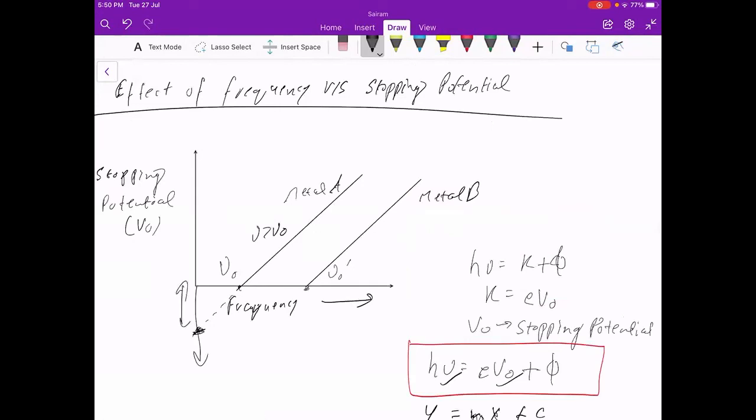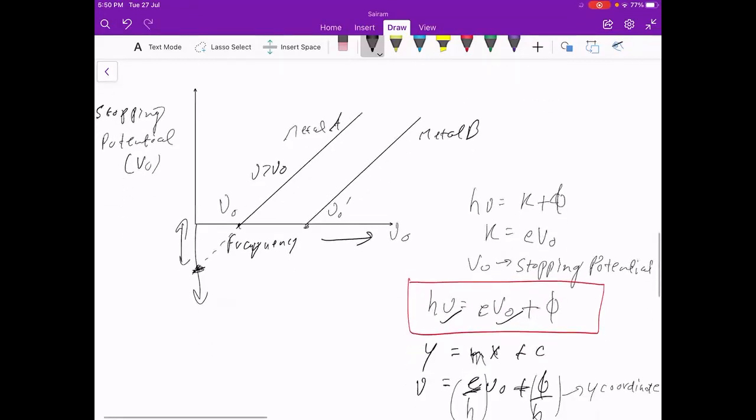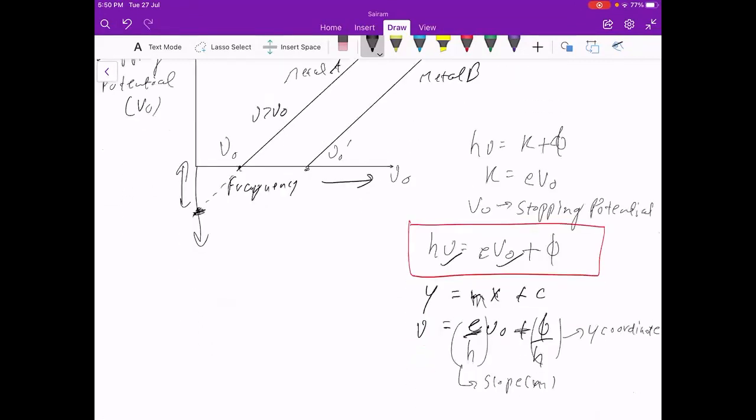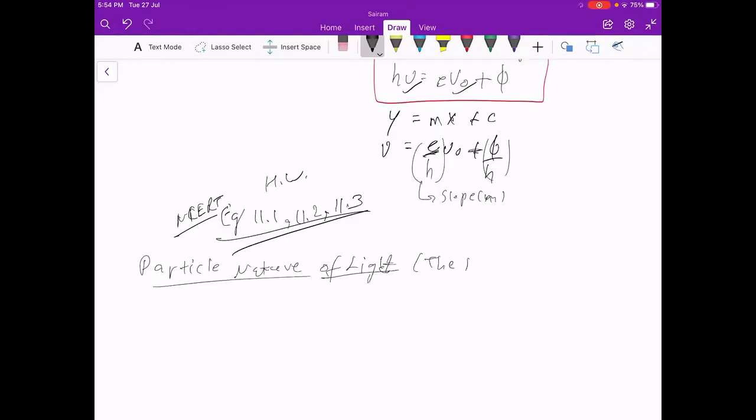If you apply 0 frequency, then your h nu will be equal to, then your V naught will be equal to, no wait, I'm wrong here. It's totally nonsensical to apply 0 frequency, so no need to even discuss it. So I'll write short notes.